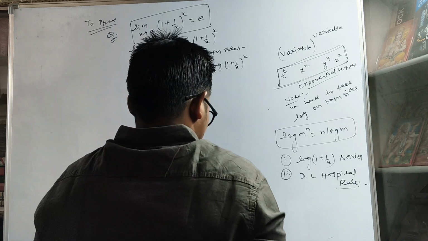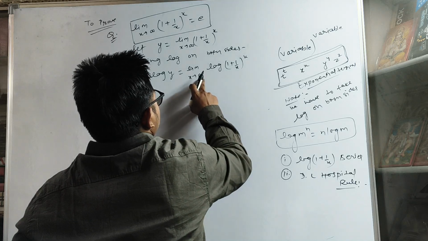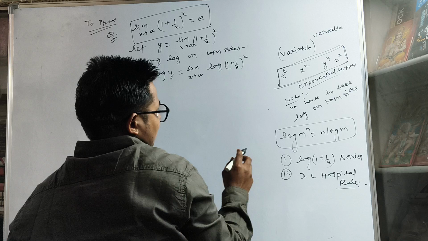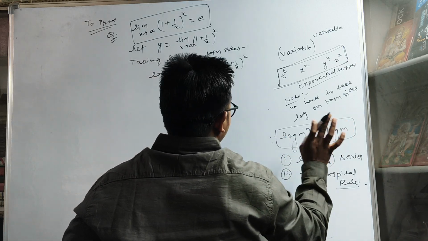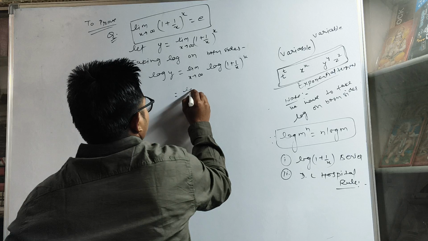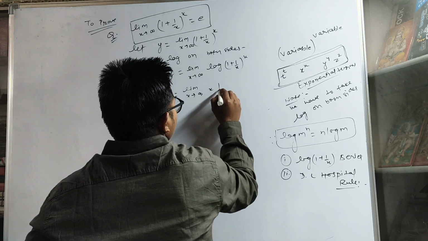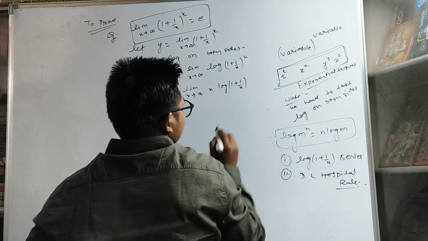Okay. So if we take log on both sides, log y equals limit x tending to infinity log of (1 plus 1 by x) to the power x. Then we have a property of log, that means log m to the power n equals n log m. So we can write here limit x tending to infinity x log(1 plus 1 by x).